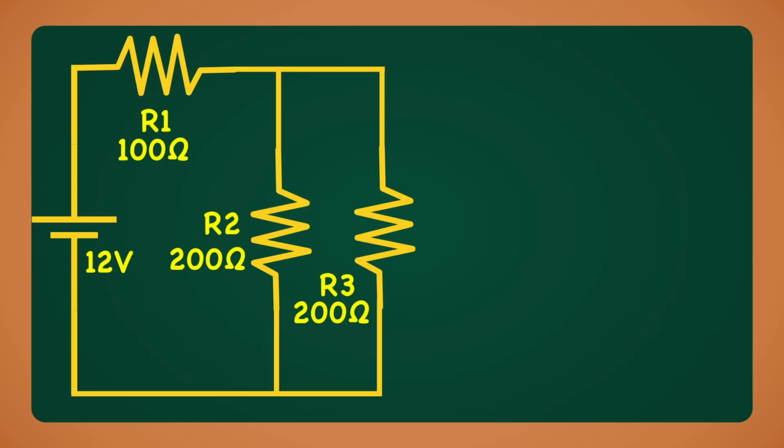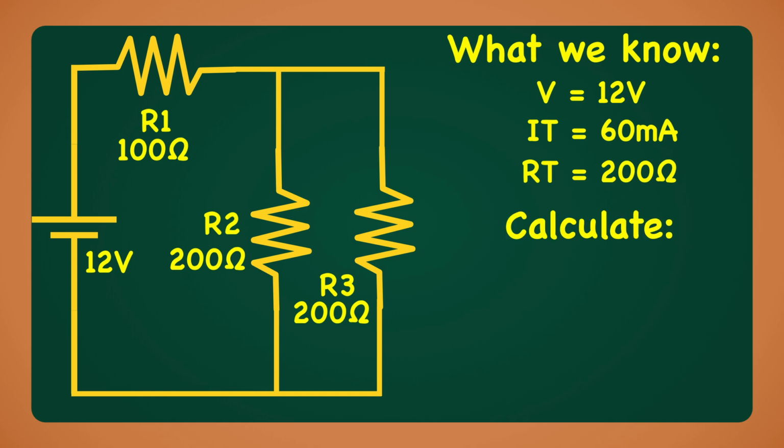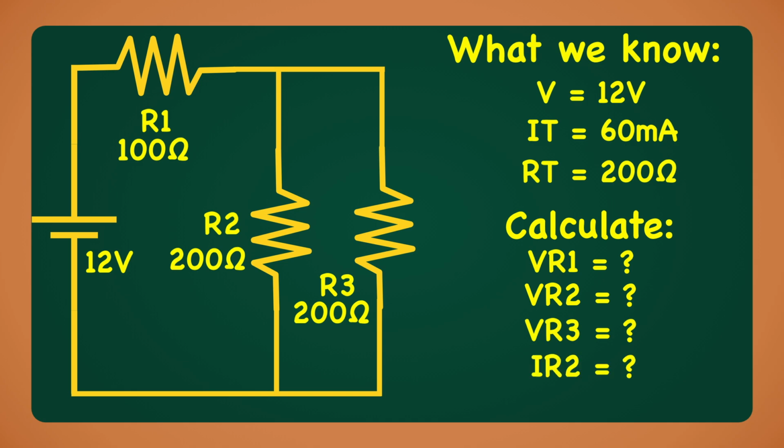Now it's your turn. Let's return to the original series parallel circuit. After our calculations, we have the following information. V equals 12 volts. The total current equals 60 milliamps. The total resistance equals 200 ohms. See if you can figure out the following. The voltage across the series resistor, R1. The voltage across the parallel resistors, R2 and R3. The current flowing through R2. And finally, the current flowing through R3. I will put the answers in the comment section. Let me know how you did.